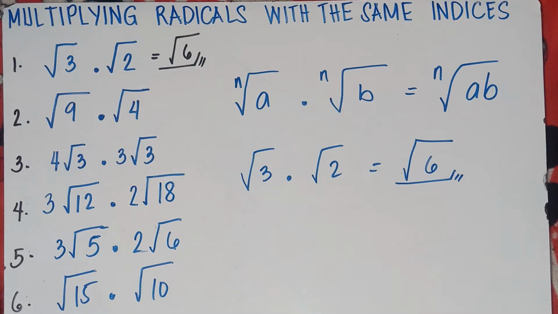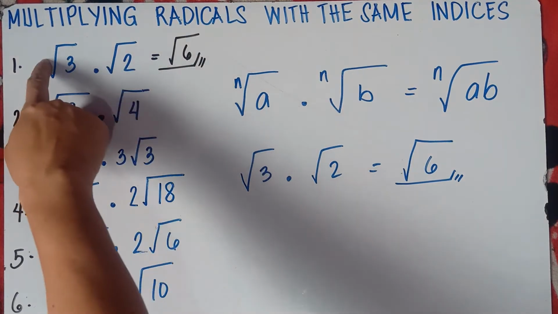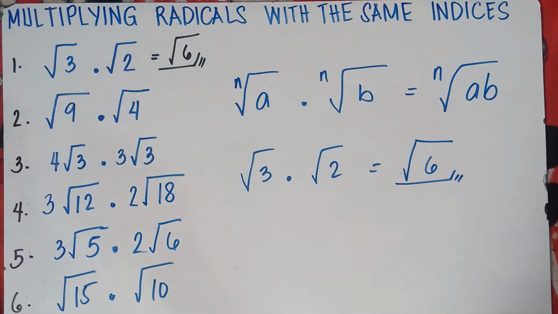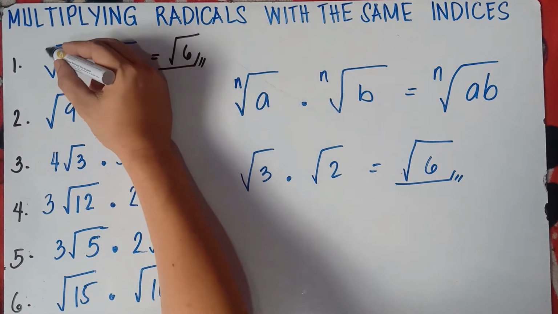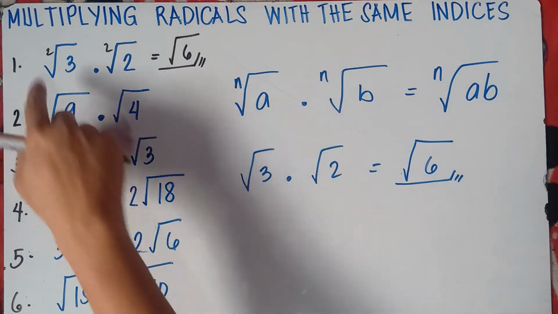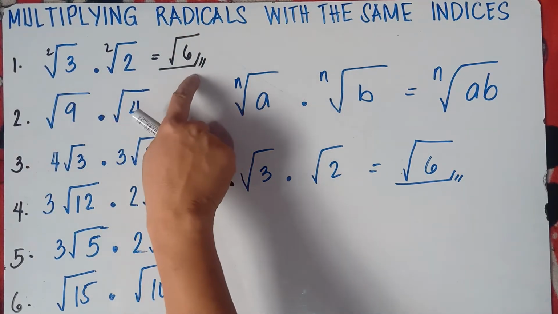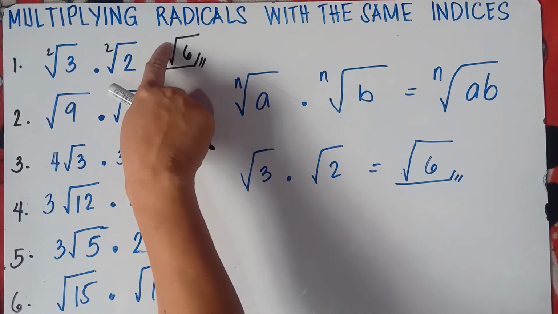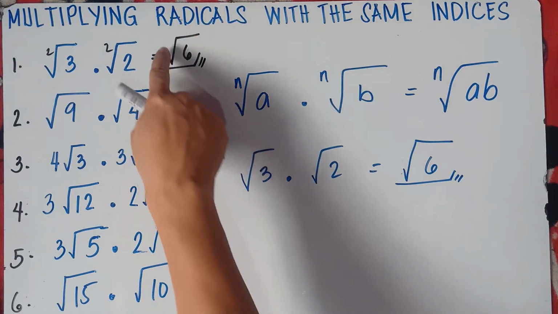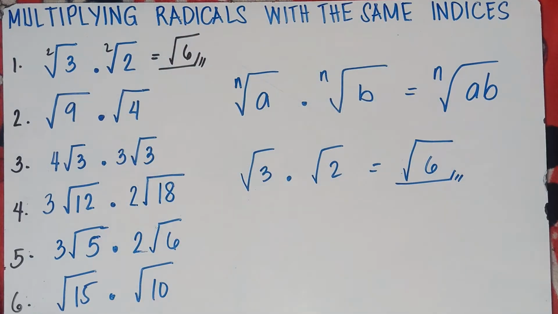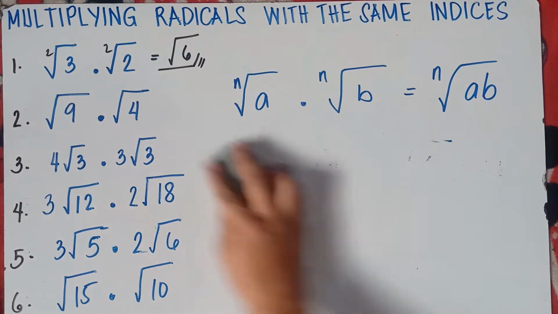Easy, right? Simply copy the square root. So they have the same index, that would be 2. Always remember that in every square root the index is 2. So copy the index and then multiply 3 times 2, that is 6. You can put 2 here, or that's okay, understood that the index there is 2. That's the answer for number 1.